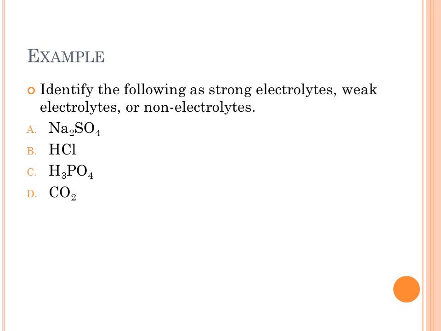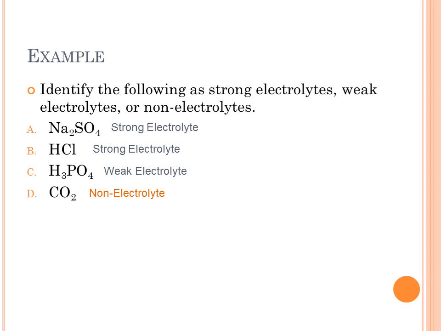So let's identify these as strong electrolytes, weak electrolytes, or non-electrolytes. A is sodium sulfate. It's a water-soluble salt, so we know it's a strong electrolyte. HCl is a strong acid, as we mentioned, so a strong electrolyte. Phosphoric acid is a weak acid, so a weak electrolyte. Carbon dioxide is a covalent compound, so a non-electrolyte.